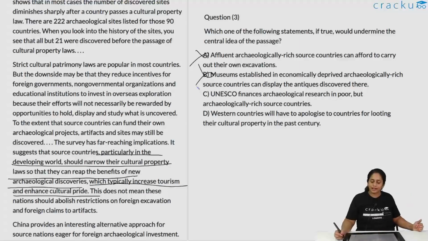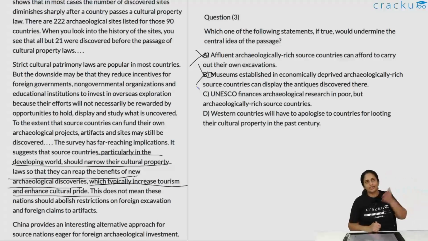Option C: UNESCO finances archaeological research in poor but archaeologically rich source countries. Now, if UNESCO is funding it, why do you need foreign investment? UNESCO will give you money, you do that digging, and then you can find it. So the whole point was that you should not restrict the cultural property laws, because otherwise you won't get the incentive, people will not be incentivized to dig.